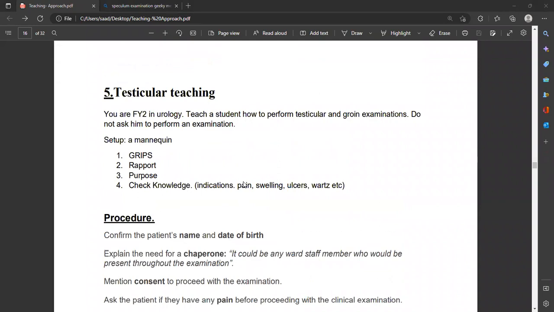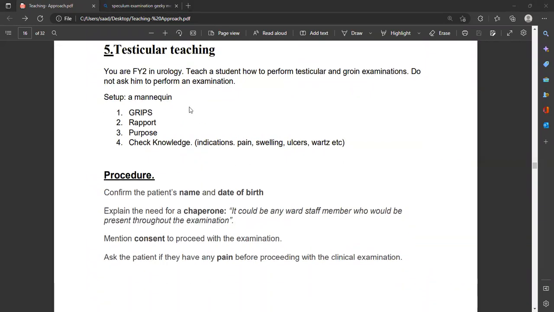Again, our fifth scenario is testicular teaching. Again, 4 things. What are you? You are FY2. Where? In the urology ward. Who is in front of you? A student. And what is your task? How to perform testicular and groin examination.